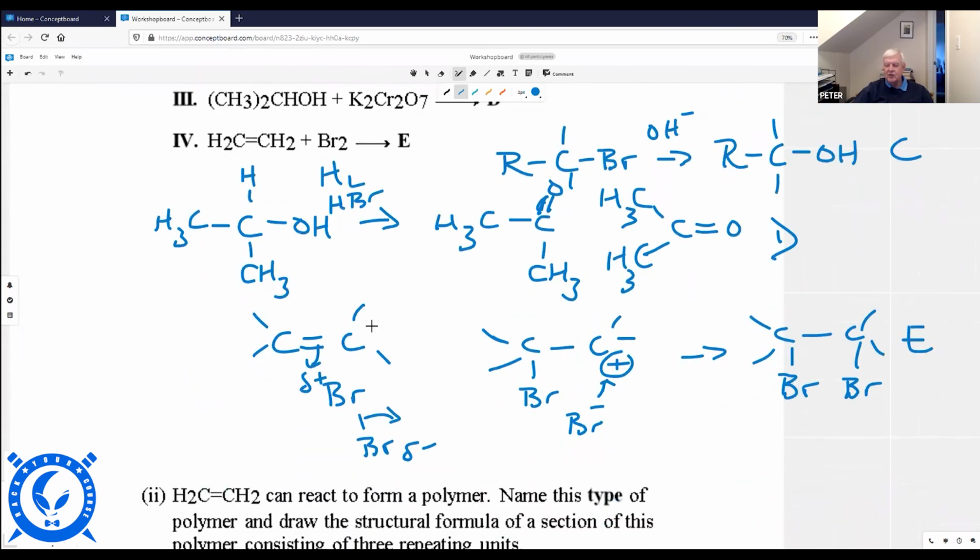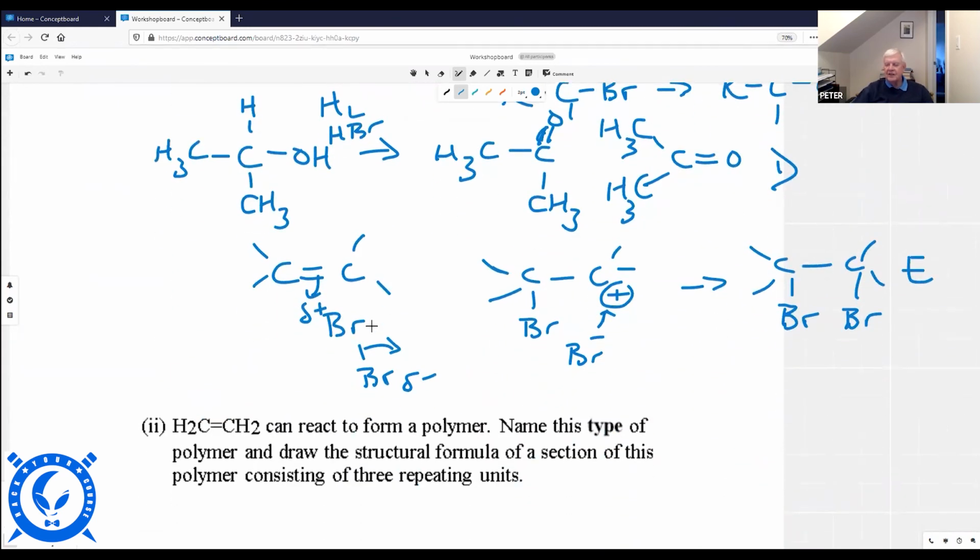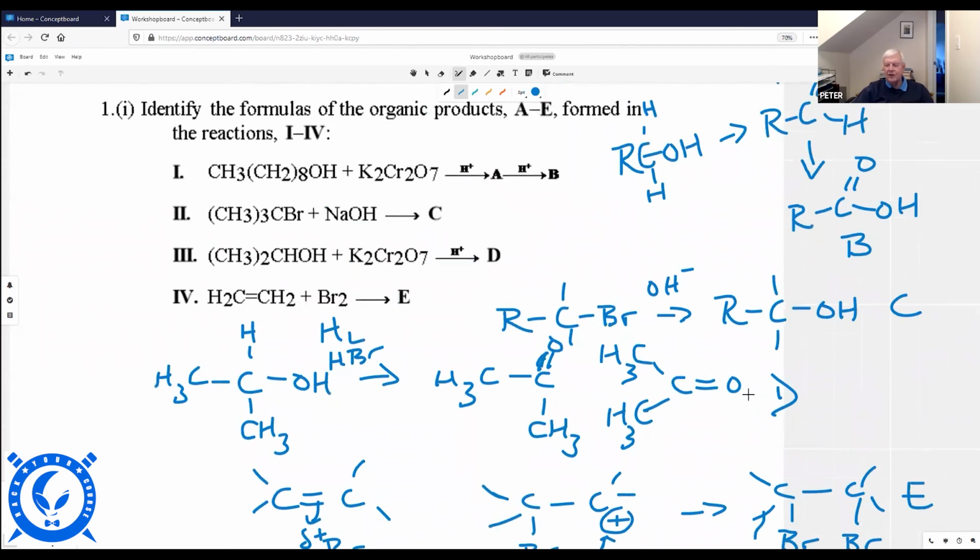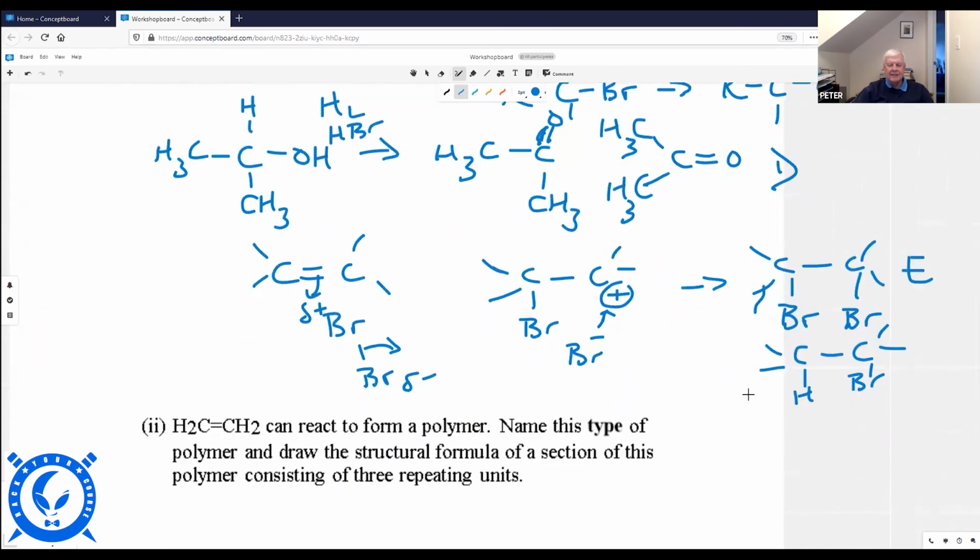So if you have H2 addition to this, then of course you end up forming the alkane. If you had HBr, you would put an H on this one and a Br on this one, and you'd end up forming the monobromoethane, and so on. Okay, all right. So those, again, occur very frequently on the final exams.